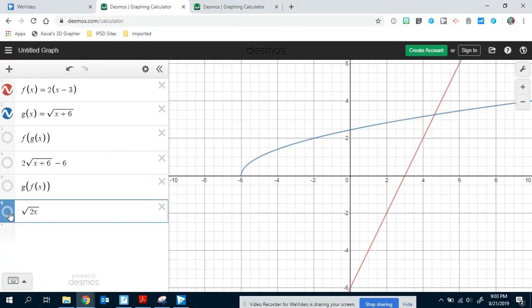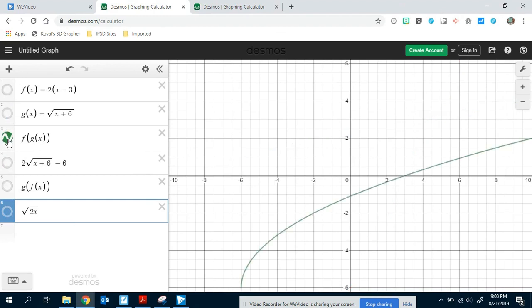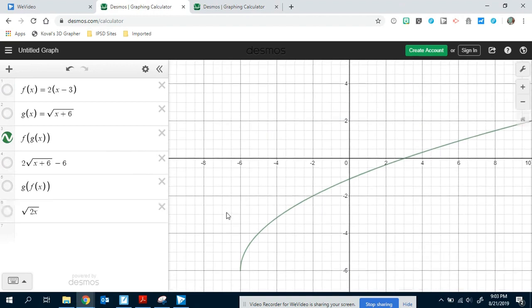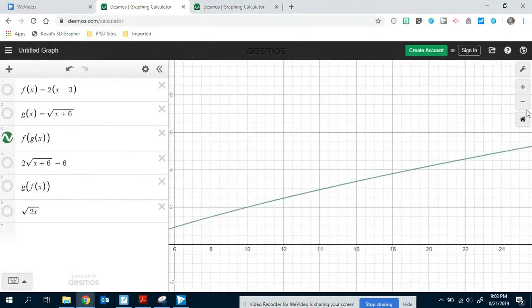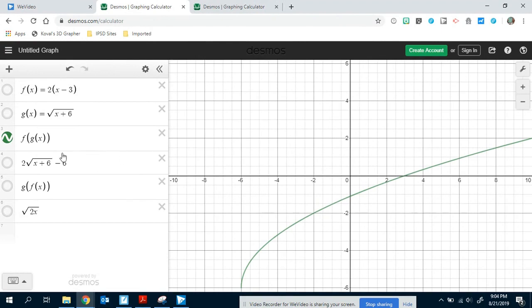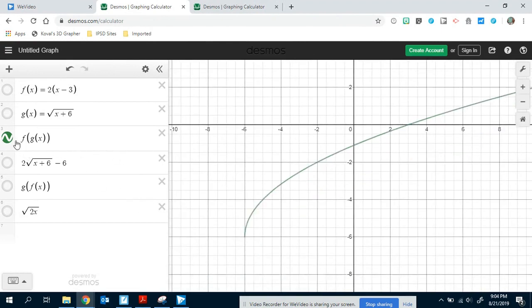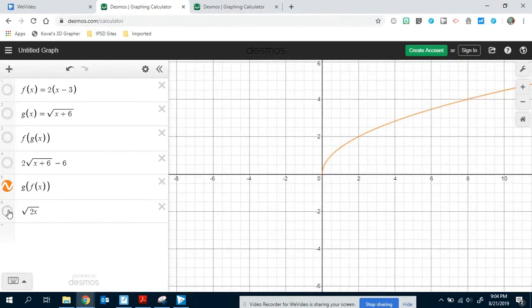Looking at problem two's graphs, if we take a look at f and g, they're exactly like we said they were. Now, if we take a look at f of g of x, notice that my domain and range are both bounded by -6 for x for the domain and -6 for the range for y. And there's no limit on either the x or the y value. Sorry, I needed to show that it was 2 root x plus 6 minus 6. Now, if we take a look at g of f of x, that is square root of 2x. Notice they're the same.